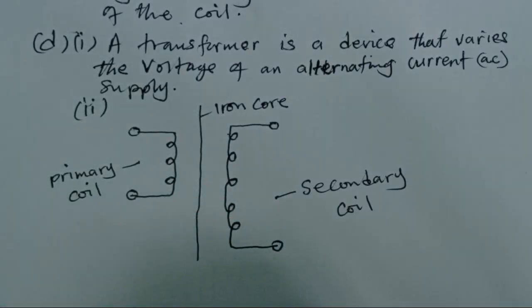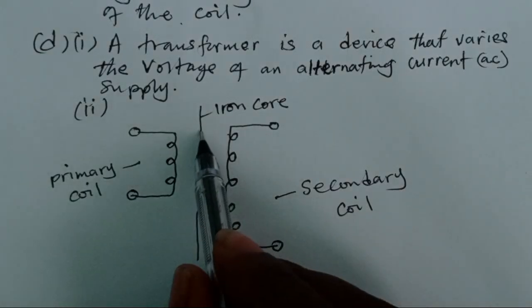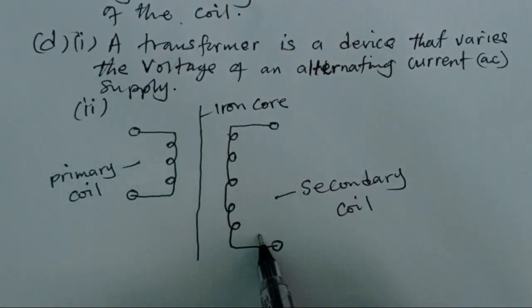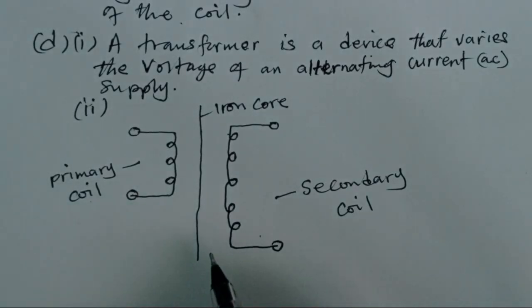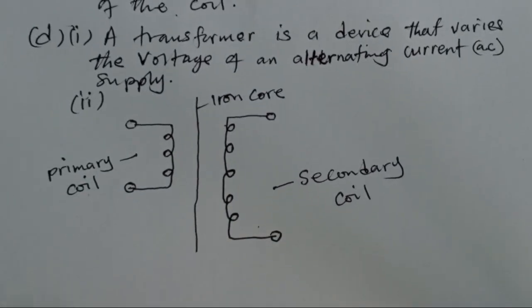So don't forget to label. You have to make sure, for you to score full marks. Label. So this is the iron core. This is the secondary coil. This is the primary coil. You need to make sure that you draw properly and you label properly. Very important for you to score full marks.